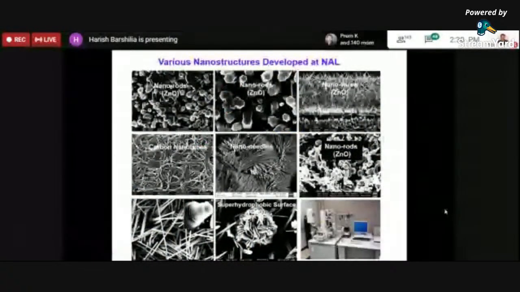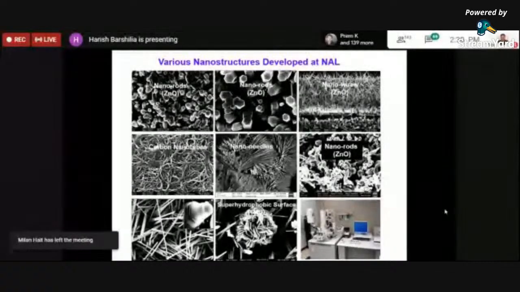Now these are some of the nanostructures. I'm sure the slides are legible and I'm audible there. Yes, sir. Visible and audible.